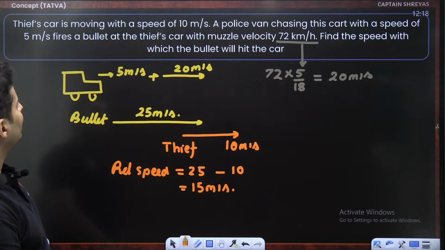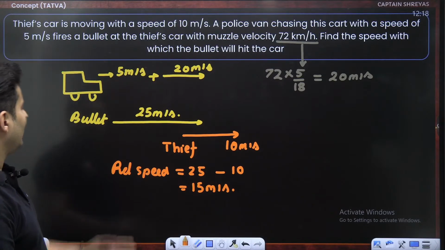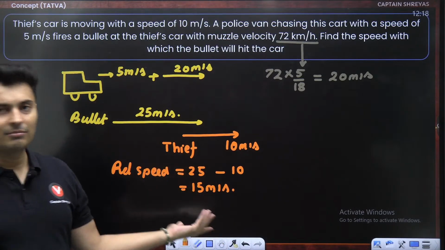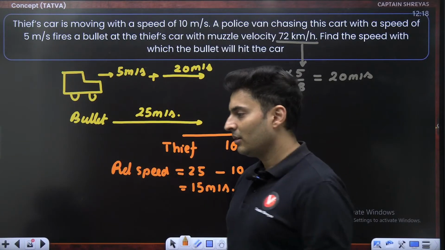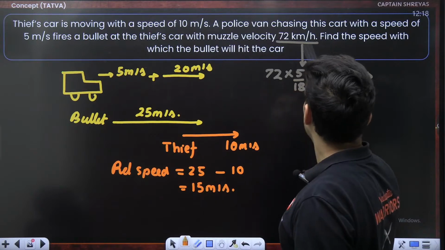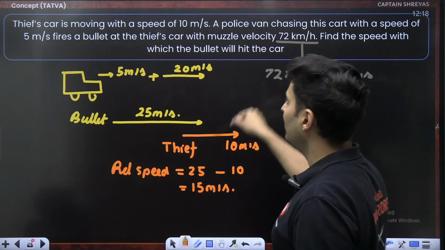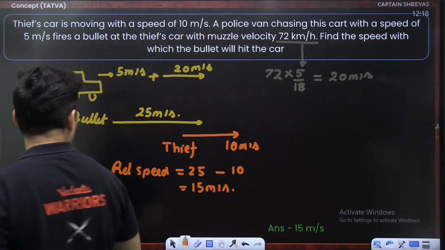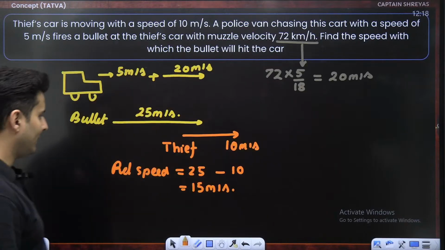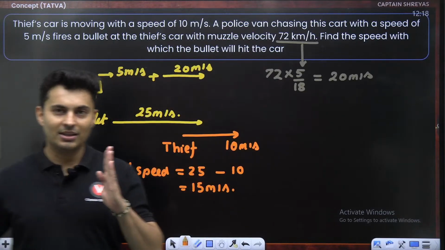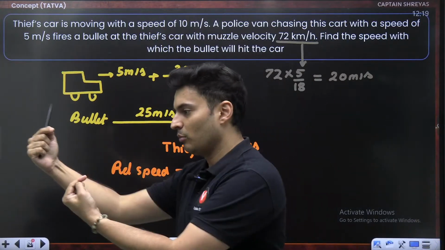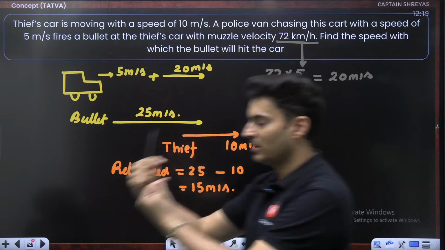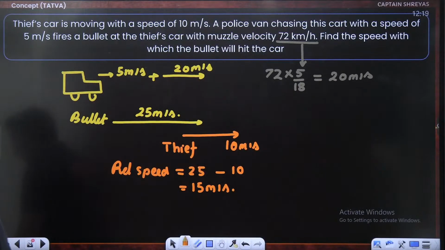How far is the thief? A policeman is to find the speed with which the bullet... Oh, that's it. We just have to find the speed. We don't have to find the time. We just have to find with what speed the bullet will hit the car. It will hit it with a relative speed of 15 meters per second. Perfect. Because the car is also moving, the bullet will strike with a relative speed. Bullet and car both are moving, so relative speed. Got it? Awesome. Moving on.